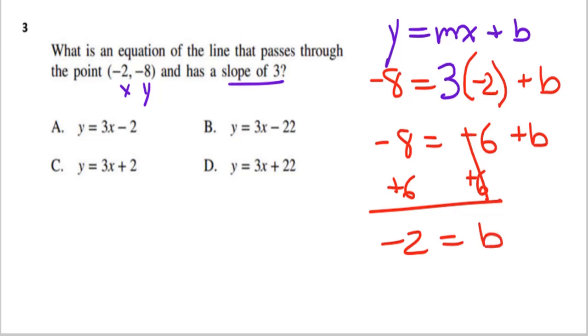And so the only one that has a b value, or y-intercept, of -2 is choice A. And there you go. So again, a few different ways of going about doing this, but hopefully you got choice A.